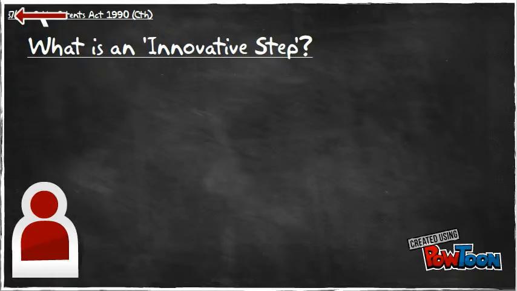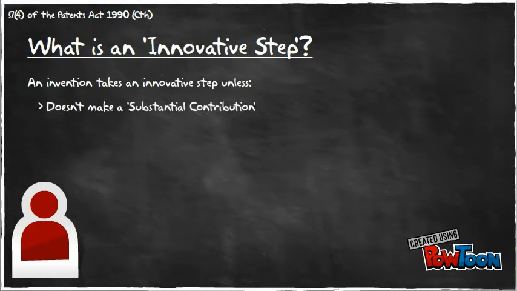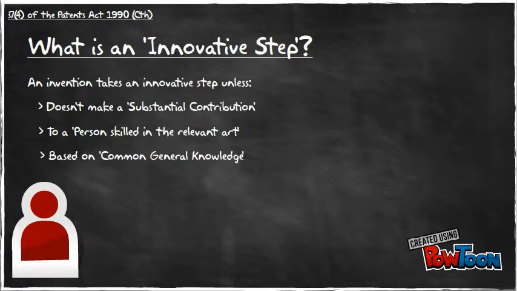Next up is the innovative step required for an innovation patent. An invention will take an innovative step unless the invention only varies from the base invention in ways that make no substantial contribution to how the invention works. This is also judged by a person skilled in the relevant art based on the common general knowledge available at the time the patent was applied for.